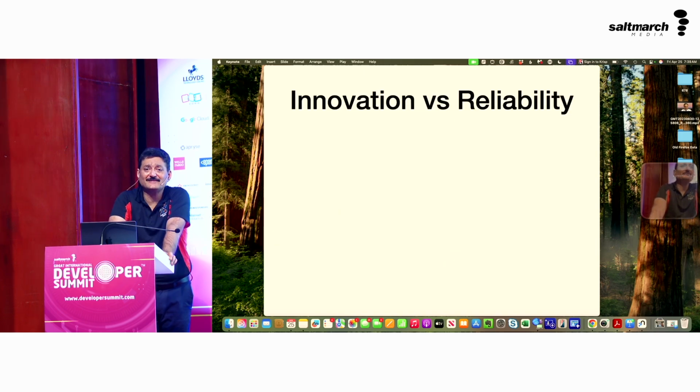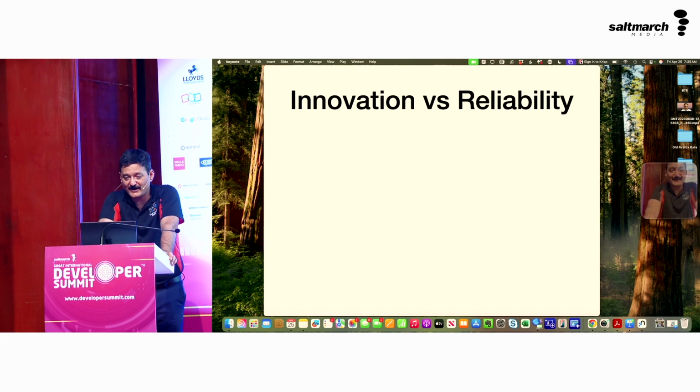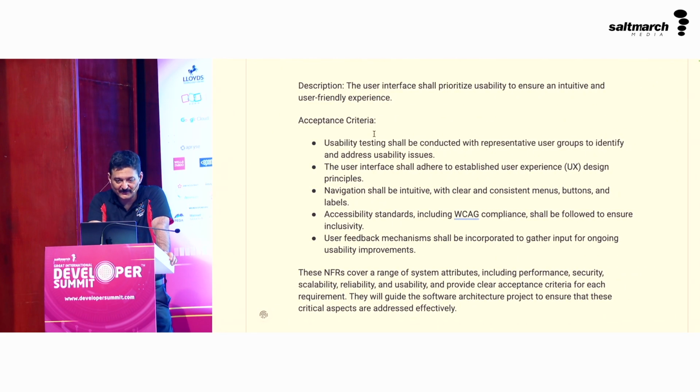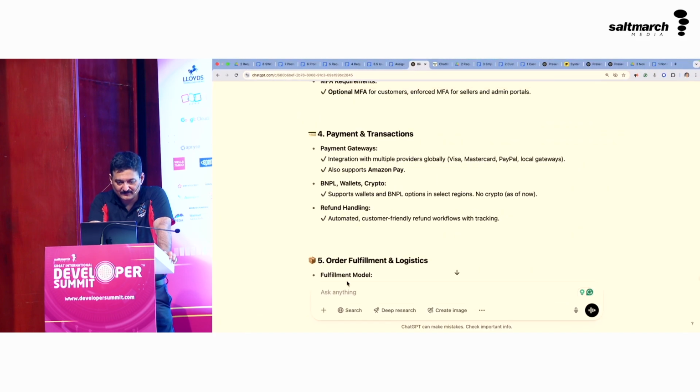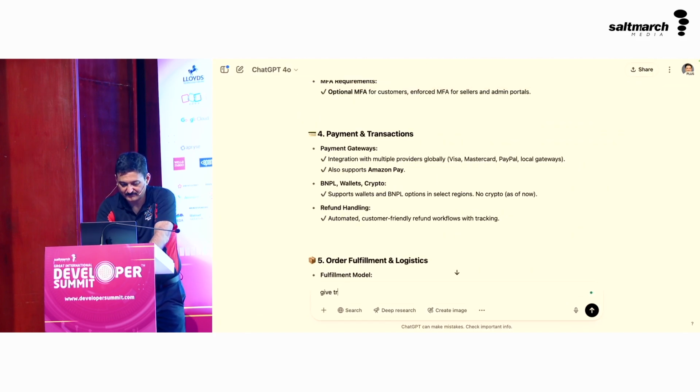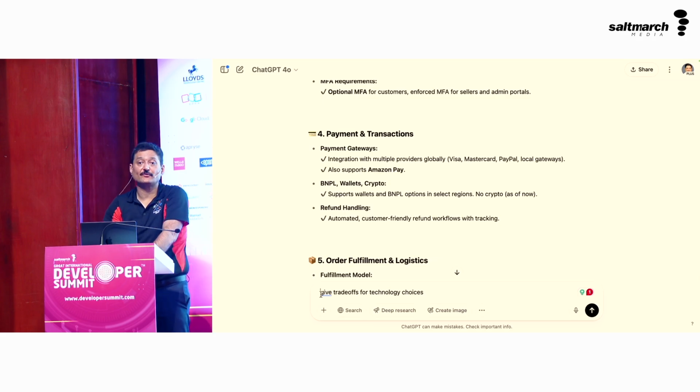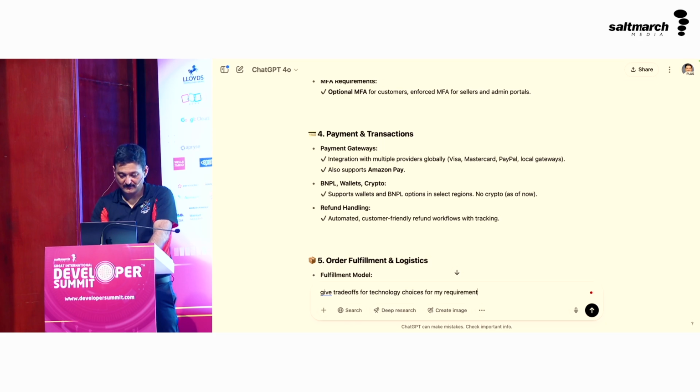So why I'm showing you these examples? Now you can do trade-offs, and I'll show you this one. So what you can do is give trade-offs for technology choices. Now, before you do that, what are you going to do? I need to find out the trade-off for technology choices for my requirements. This is what I need to do.